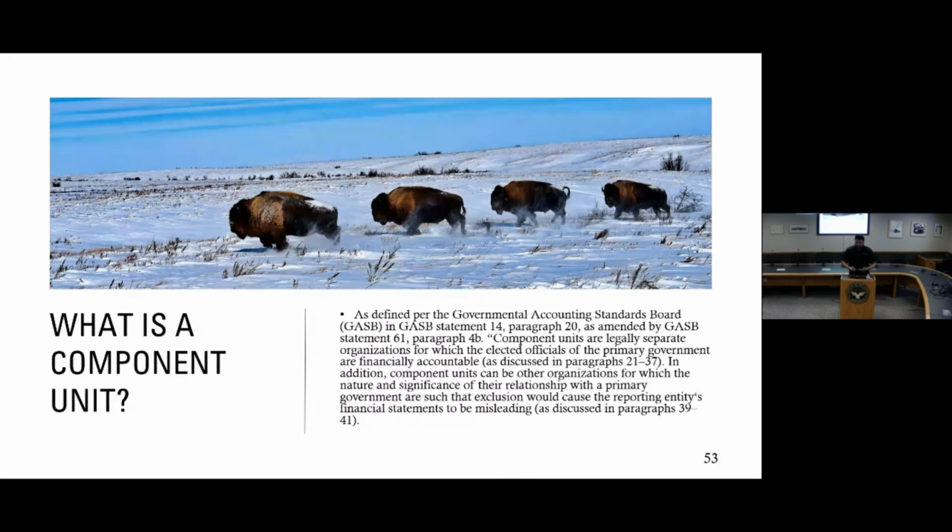Here's the standard boilerplate definition of what a component unit is. It's outlined in GASB Statement 14, and it was amended by Statement 61. To paraphrase, a component unit is a legally separate entity that has a significant relationship with the primary government. So it's another type of organization that's legally separate, where if you did not include them in your primary government, you would mislead the financial statement reader. So really, we're looking at other organizations that have a significant relationship to your primary government.